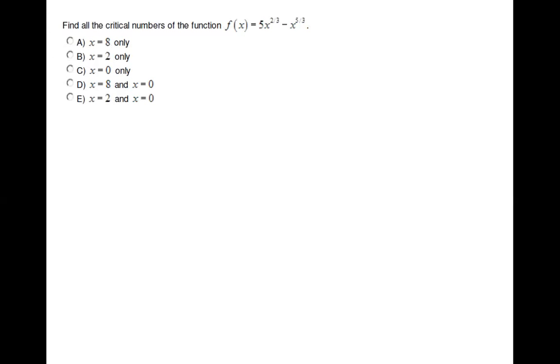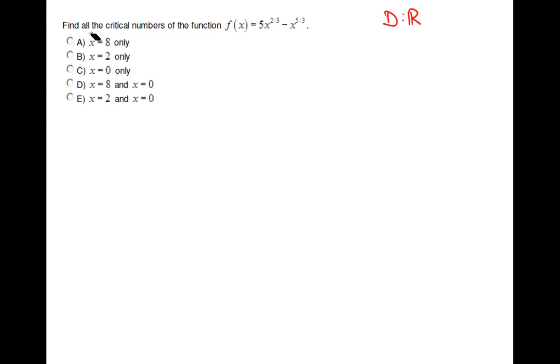Okay, let's find the critical numbers of this function: 5 times x to the power of 2/3 minus x to the power of 5/3. That means I see 3 in the denominator of the exponent. This means this is a cube root. Cube root can take any numbers, positive and negative. That means the domain is all of the numbers.